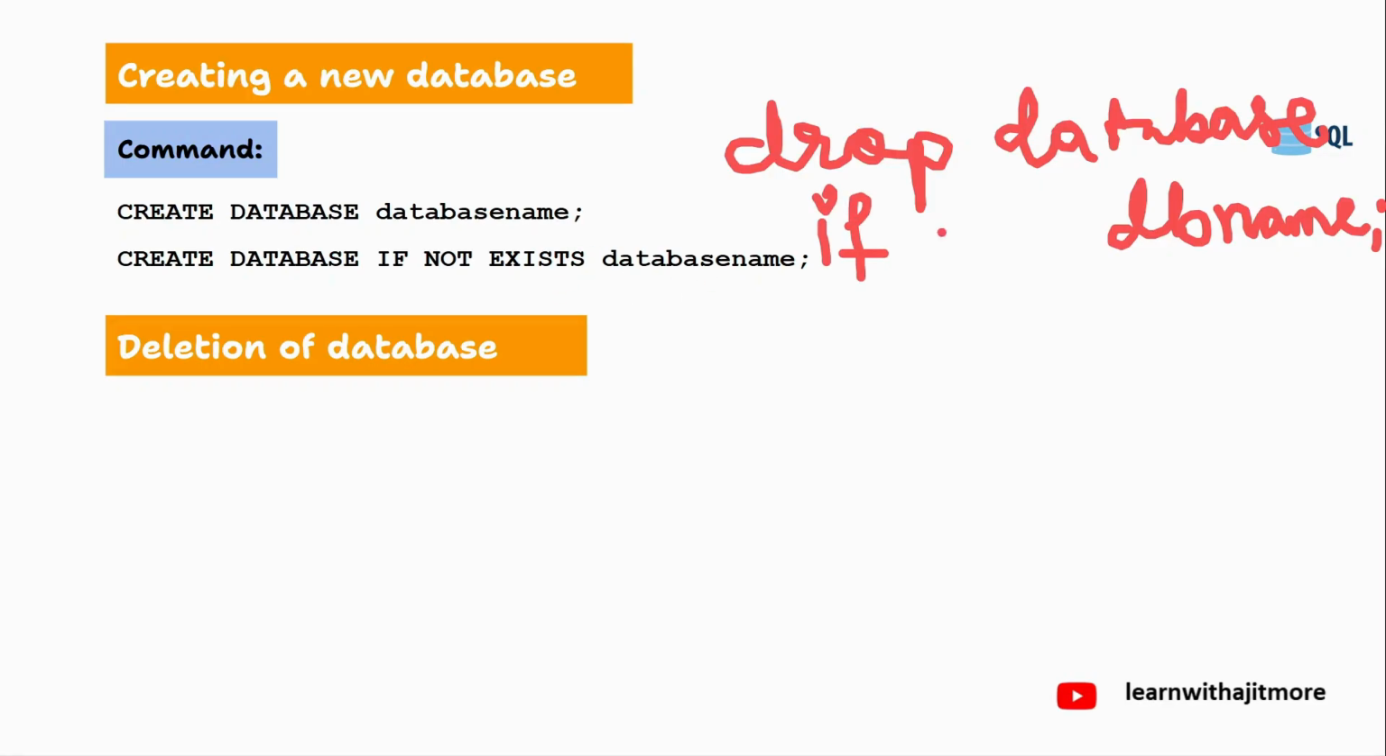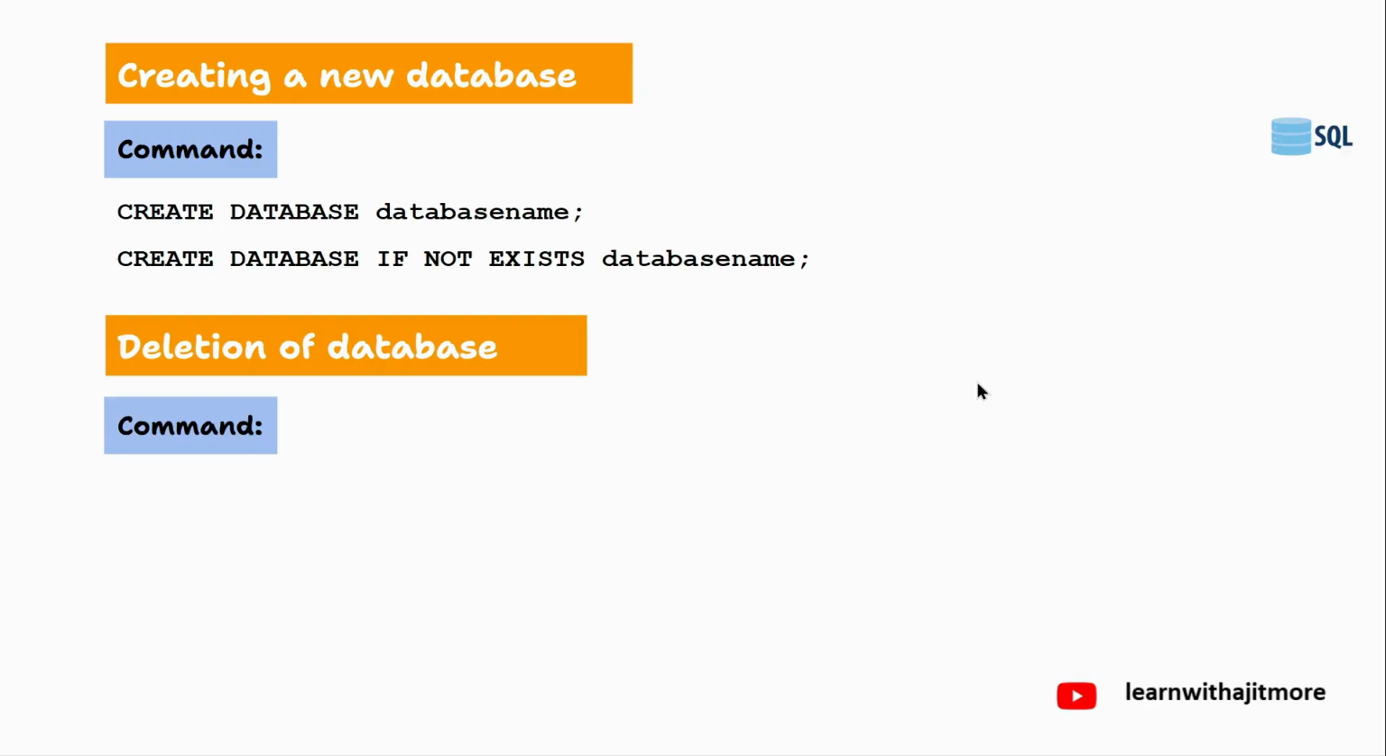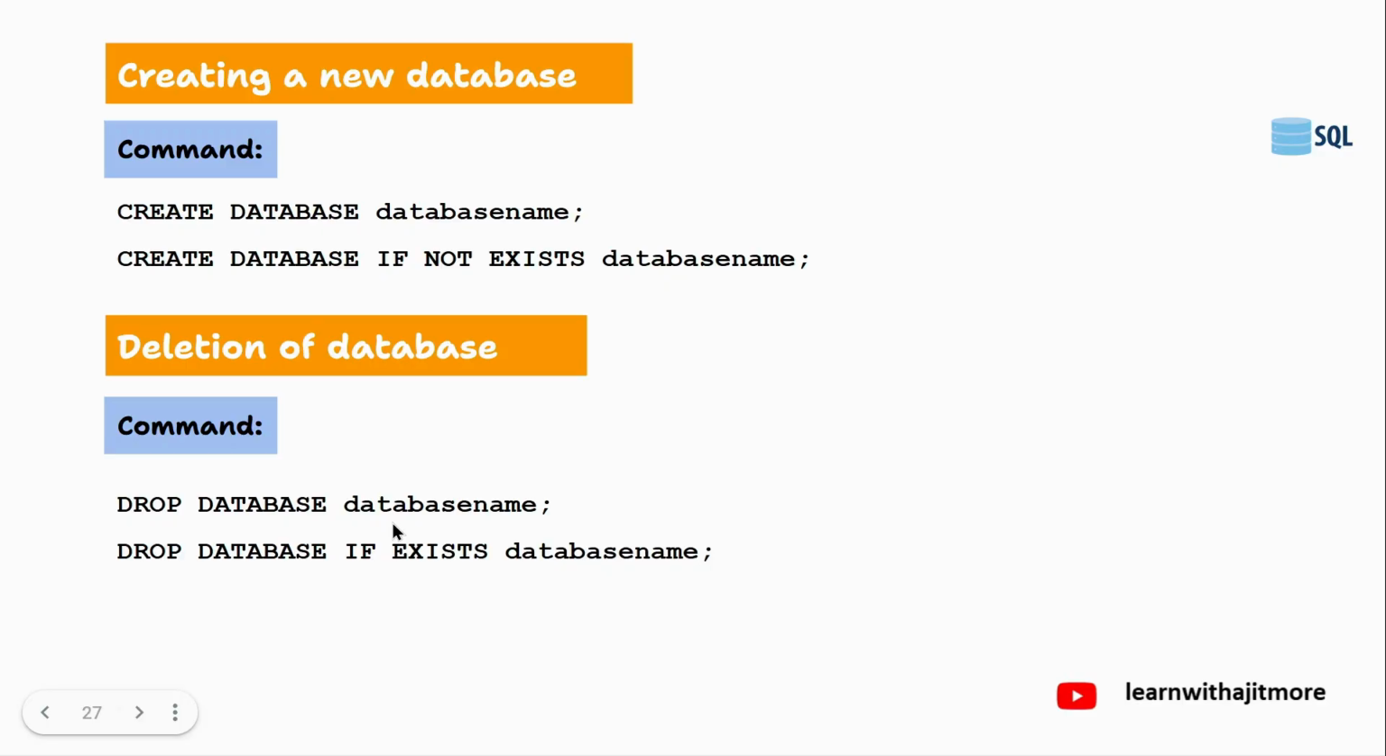Now don't write if not, write if exists. So it will drop only if the database exists. This is a flag, remember, maintained by MySQL. If that database is existing, then only it will drop it. If it doesn't exist, it will not give you any error, just a warning, and continue. So it's up to you how you're going to make use of it: drop database name, or drop database if exists database name.